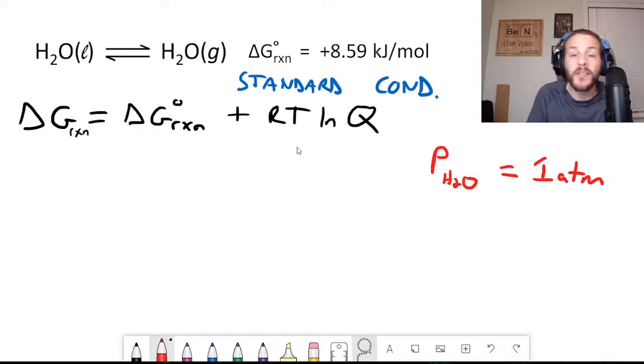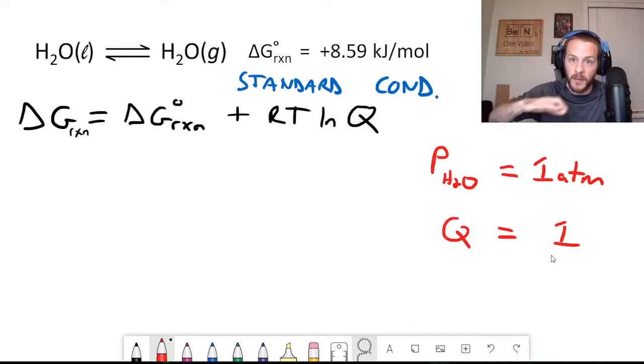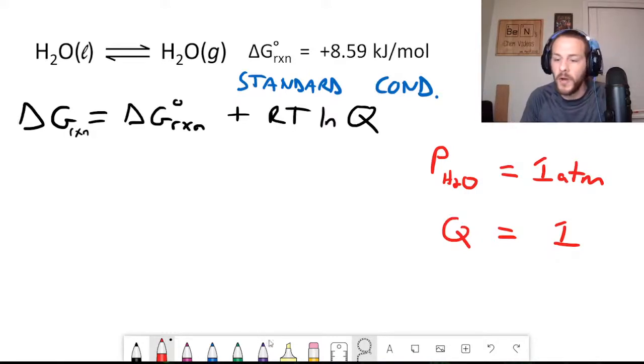This is what a standard state of a gas is by definition. The standard state of a gas is a pure sample of that gas at a pressure of exactly 1 atmosphere. So, if the pressure of this water vapor is 1 atmosphere, then Q, the reaction quotient, is equal to 1. Why? Because the reaction quotient is the partial pressures of the products divided by the partial pressures of the reactants.